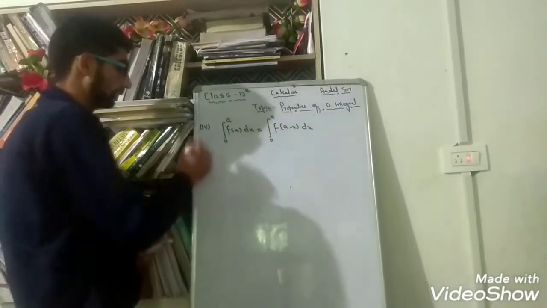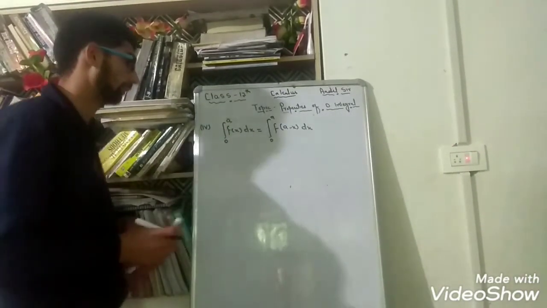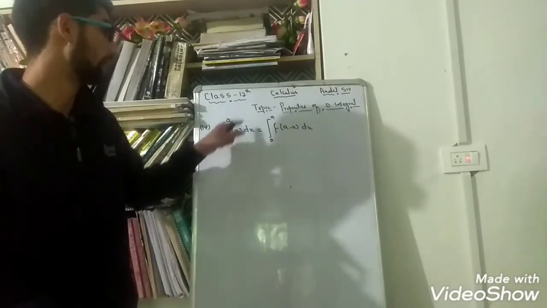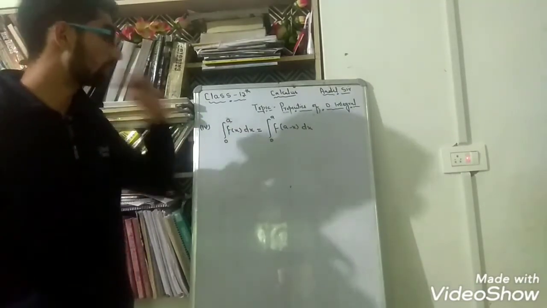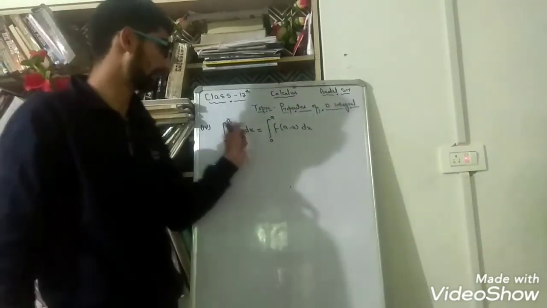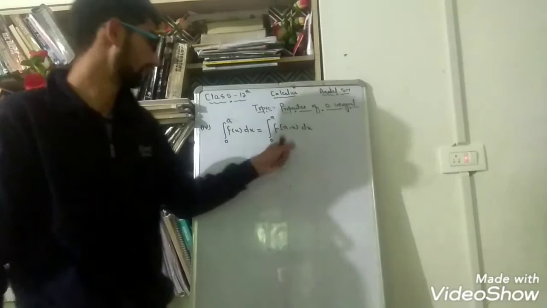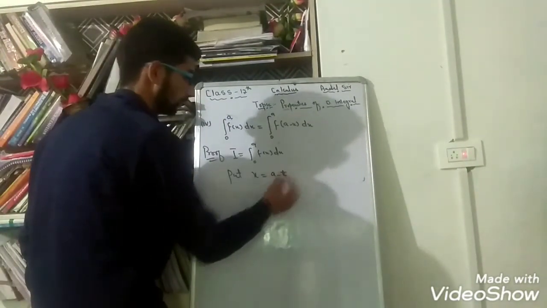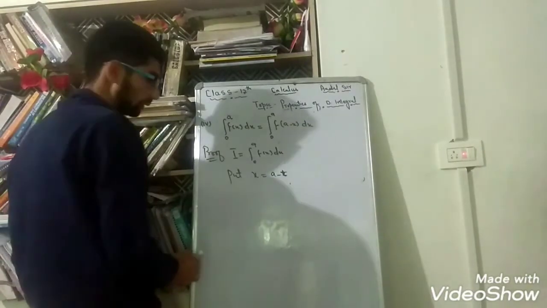So we will prove it. It is very important. What this property asserts is that if we have a lower limit 0 and upper limit a, we can put the value of x as a minus x, and the result will be the same. So we will substitute x equals a minus t. So what will we get?